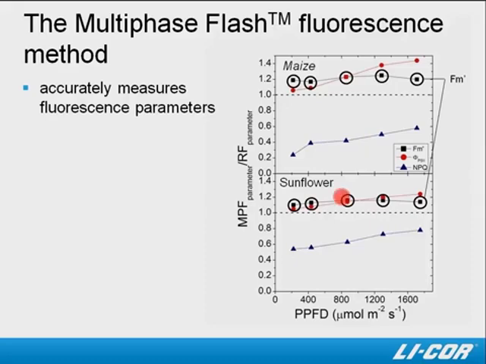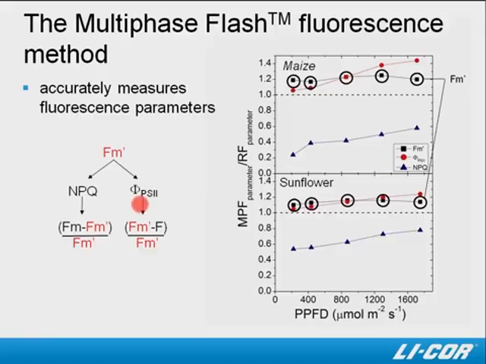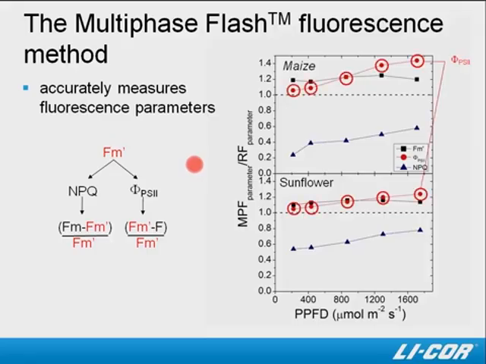Now remember that FM prime is used to measure both MPQ and phi PS2. Therefore, what you can see is that in both maize and sunflower, the multiphase flash derived estimates of phi PS2 are invariably higher than their rectangular flash counterparts. And in contrast, the multiphase flash derived estimates of MPQ were invariably lower than their rectangular flash counterparts.